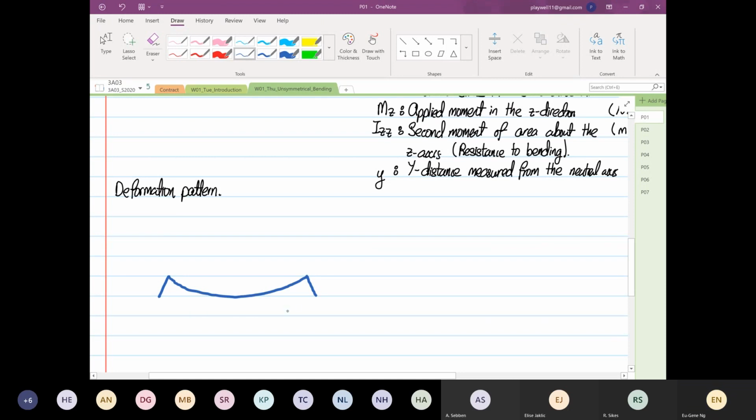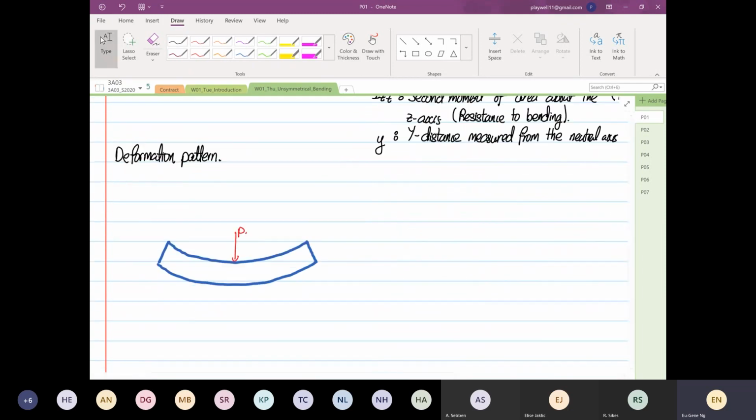Okay. So this is the deformation pattern because we have the load at the center, the load applied P, and then we have our usual point A and point C, and I'm going to use green. This is our neutral axis.